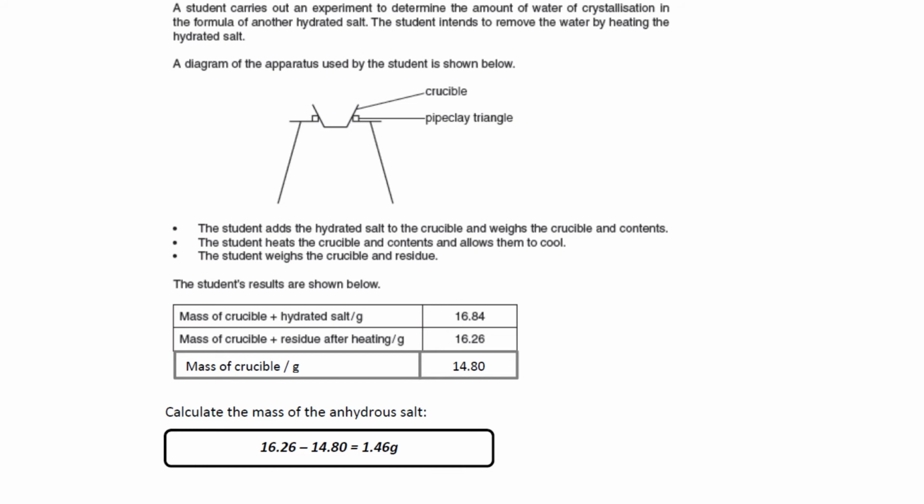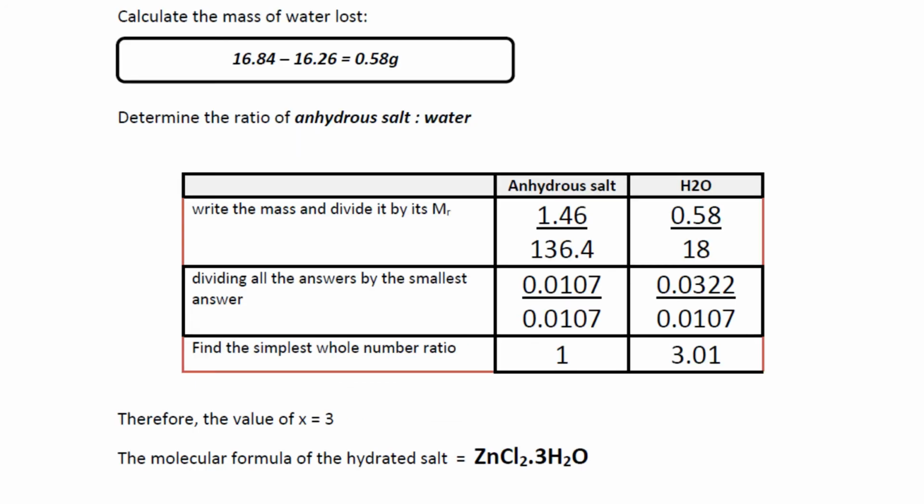So the anhydrous salt, so that is the salt without any water. Well, the mass of the salt without any water is at the end of heating, so 16.26. But that 16.26 includes the mass of the crucible, so we need to take that away. So we do 16.26 minus 14.80, and that would be the mass of the anhydrous salt without any water, so 1.46. The mass of water lost would be the difference between the starting mass before the reaction and the end mass at the end of the reaction. So in this case it's 16.84 minus 16.26, which is 0.58.